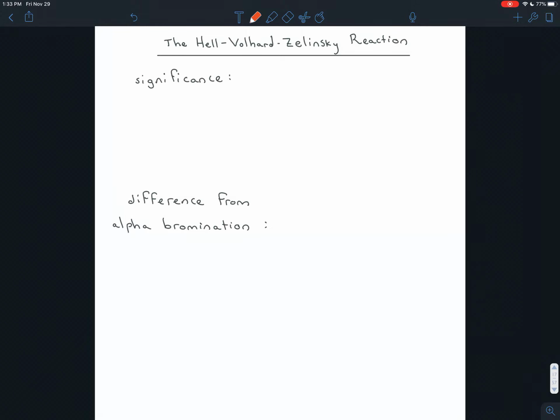Although it's only one exercise, or it'll only be one question on the test, the Hell-Volhard-Zelinsky reaction, from a sort of Dr. Frankenstein perspective, is one of the most exciting reactions that you would learn this semester, because it lets you make amino acids. So let me emphasize that. It allows you to make any amino acid you want.